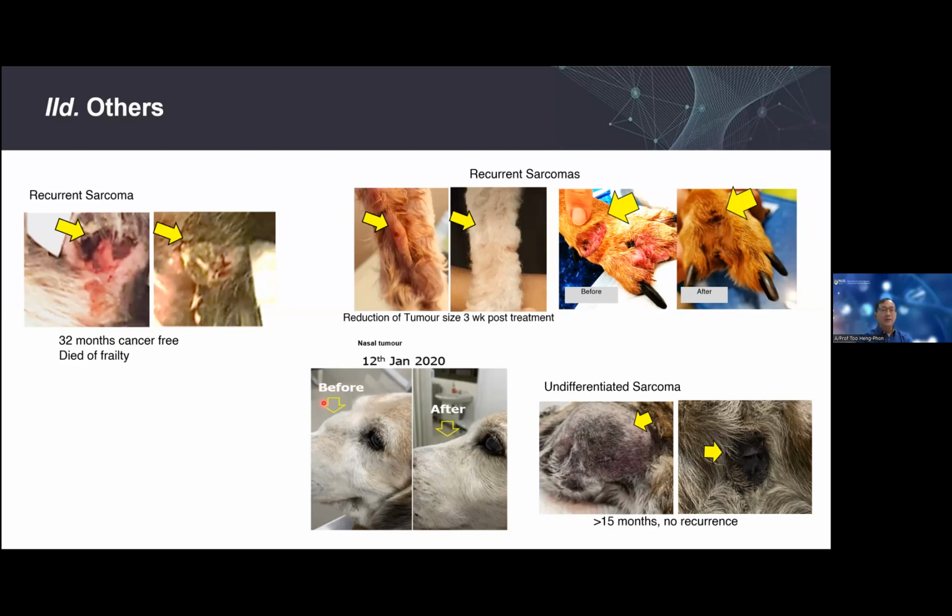Here is our collaborator in Thailand. You can see the big bulk over here. Then after the treatment, the disease is basically subdued. And here's a collaborator in Hong Kong. We were doing a clinical trial with them, and you can see a differential sarcoma, and after the treatment, it's collapsed and it's gone. So these are very promising results. And it's more than 15 months now for this case, there has been no recurrence.